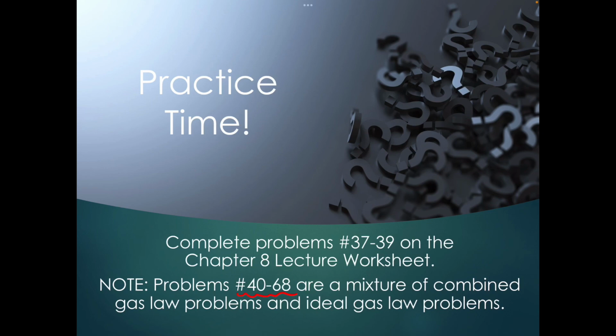So 37 to 39 are specifically on what we just covered, but 40 to 68 are a mixture of all the gas law problems that we've talked about. So the combined gas law is all mixed in with the ideal gas law, so you can get the experience of trying to figure out which type of gas law problem am I solving. So I'm trying to help you out there.